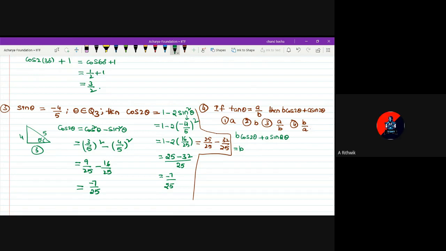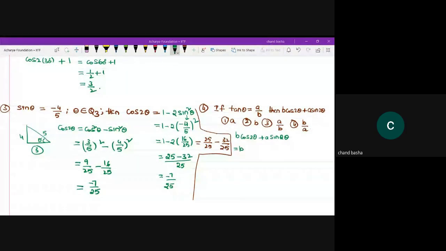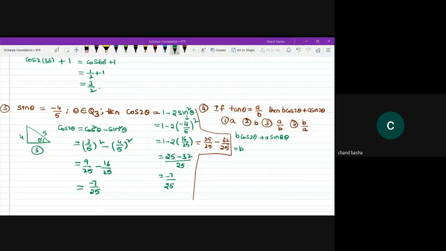Sir, sin is equal to A and cos is equal to B, no, sir? Not like that. We have the formulas directly for cos 2 theta and sin 2 theta. We have the direct formula.